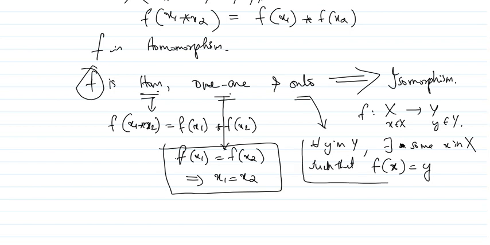So what is meant by isomorphism? A function f from x to y is called an isomorphism if it is a homomorphism, one-one and onto. So we can say that an isomorphism is a one-one onto homomorphism. That is the condition for isomorphism.